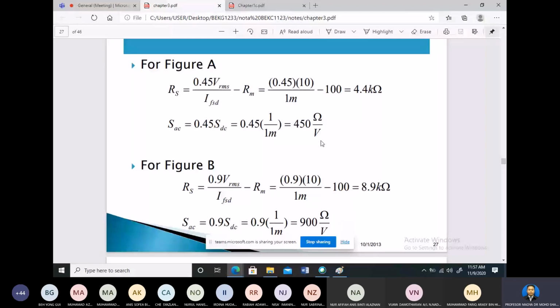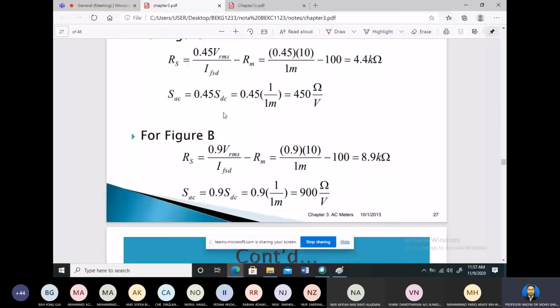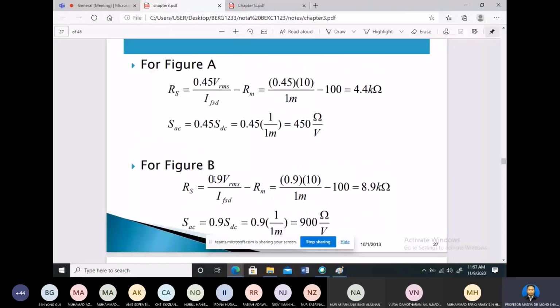For full wave, you can see it uses the same formula, but only the constant will be different, as I mentioned to you: 0.9 and 0.45. So for full wave use 0.9, for half wave 0.45. The formula is the same, but the constant is different between half wave and full wave. That is why, using this formula, you get the AC sensitivity equal to 900 ohm per volt for the full wave rectifier.